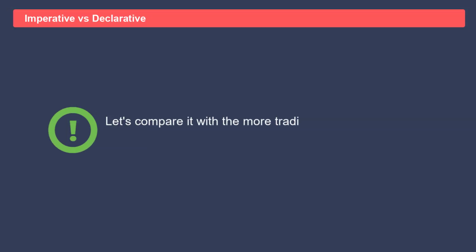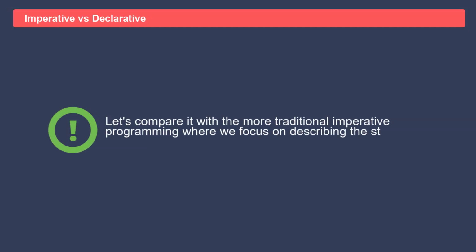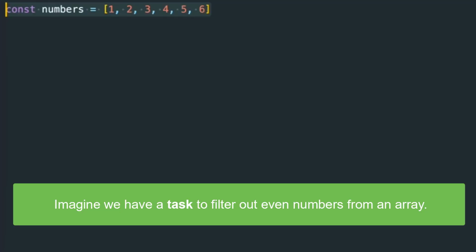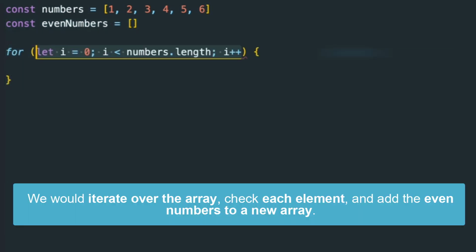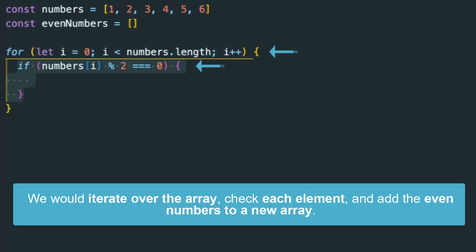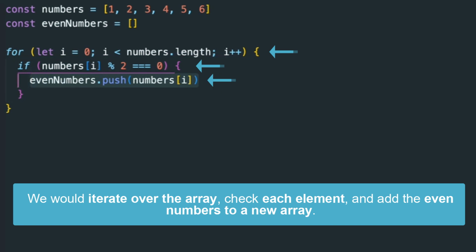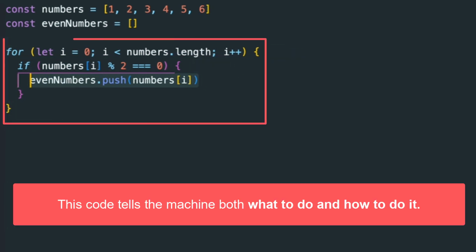Let's compare it with the more traditional imperative programming, where we focus on describing the steps to achieve a desired outcome. Imagine we have a task to filter out even numbers from an array. In imperative code, we would explicitly write the steps of how to achieve this. We would iterate over the array, check each element, and add even numbers to a new array. This code tells the machine both what to do and how to do it.